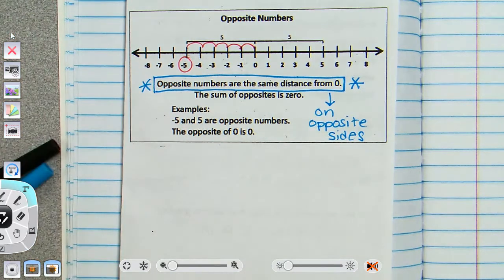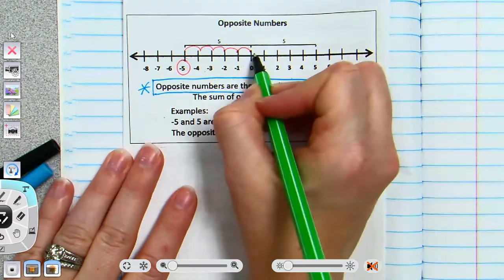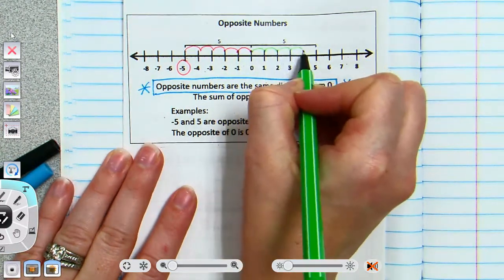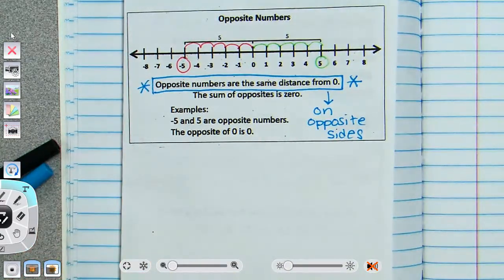Now I'm going to show that +5 is the same distance from 0, so it's still 5 steps, but in the opposite direction. So we're going to take 5 steps to the right of 0. So again, I'm going to start at 0. I'm going to use my green here, and I'm going to take 1, 2, 3, 4, 5 steps to the right of 0, and I've landed at the number 5. So the opposite of +5 is -5. I can also say that the opposite of -5 is +5.